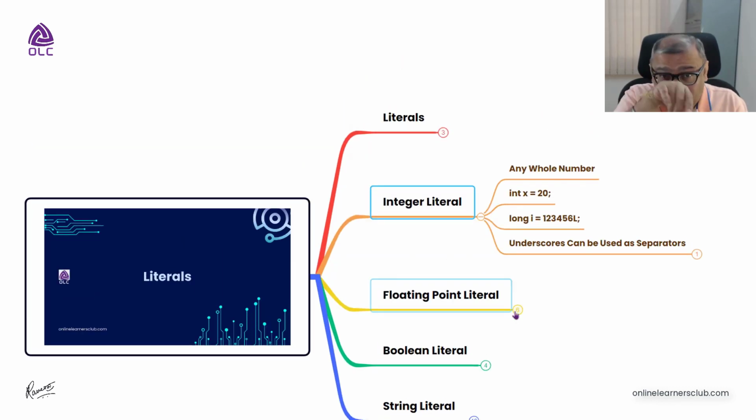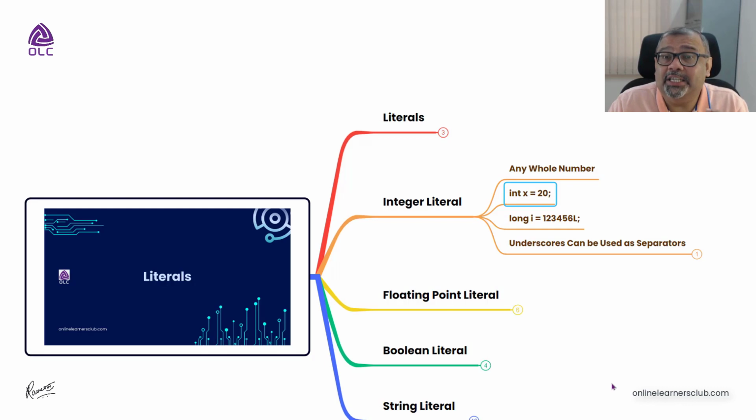Any whole number in a program is a literal. For example, I can have a statement like int x is equal to 20, and this is a value. It's a fixed value given to that particular variable. So that's a basic concept. Or you have long i is equal to 123456L, with L representing that it's a long value. Okay. So here this value 20 or the 123456 is nothing but the literal, the constant value assigned to a variable.